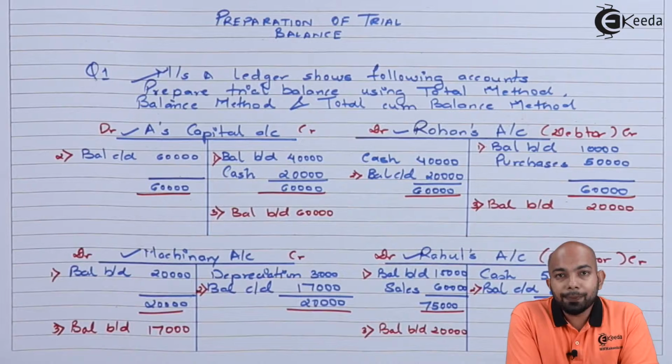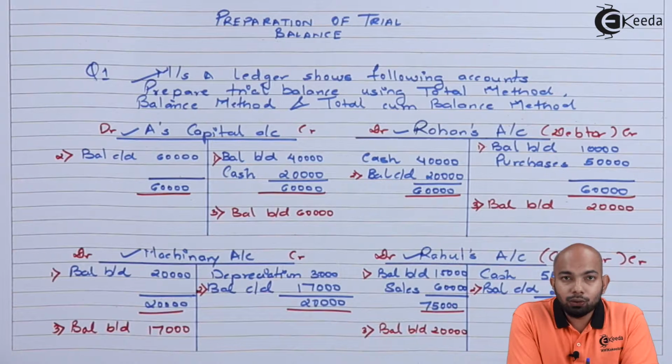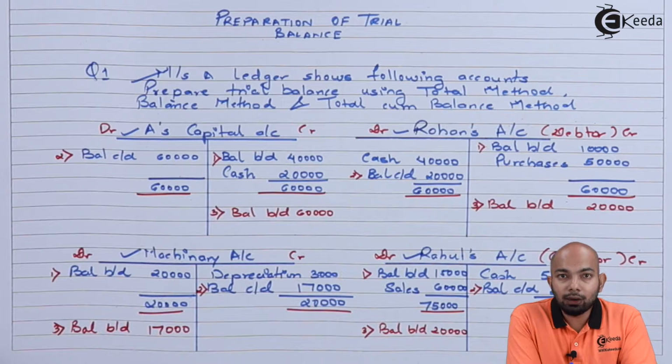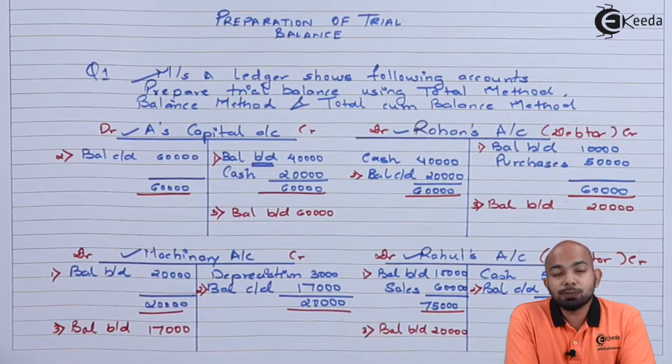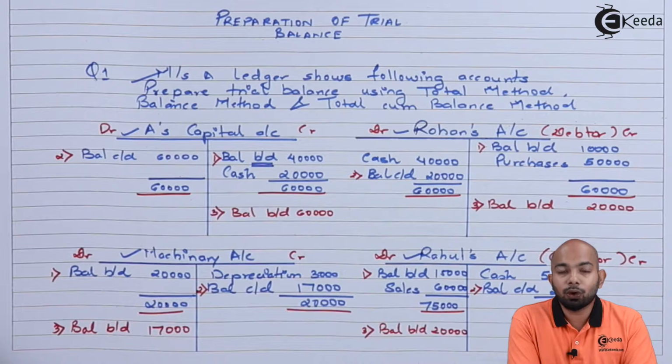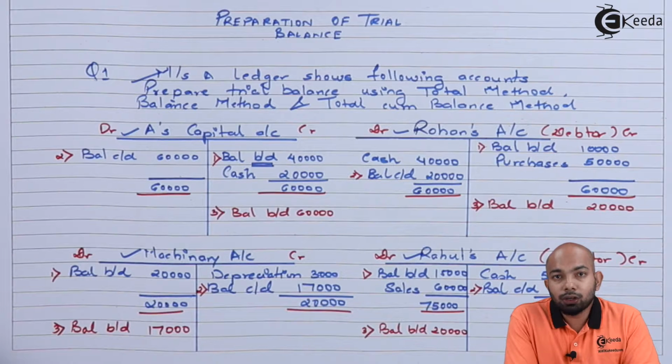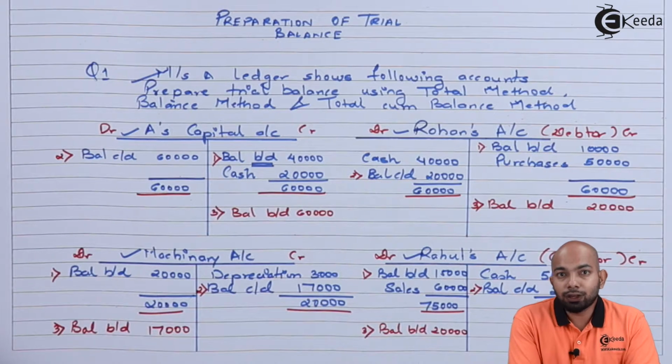Now, A's capital account. As it is a capital account, it will always have a credit balance. Hence, the balance carried down from the previous year will be mentioned on the credit side of the opening ledger. Here, the balance brought down is rupees 40,000. As you can see, the question holds a balance brought down, and I've marked it as 1. That means the first balance, brought down from the previous financial year's ledger, is 40,000.